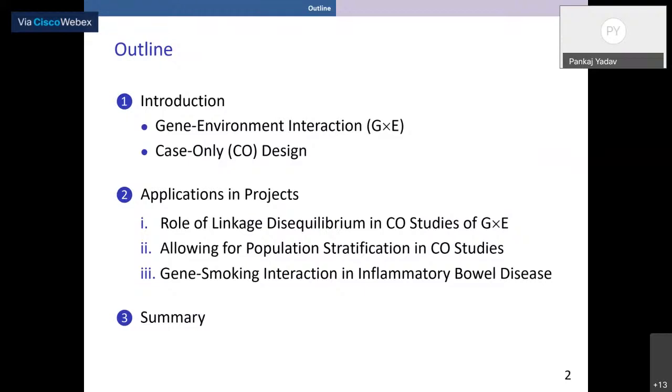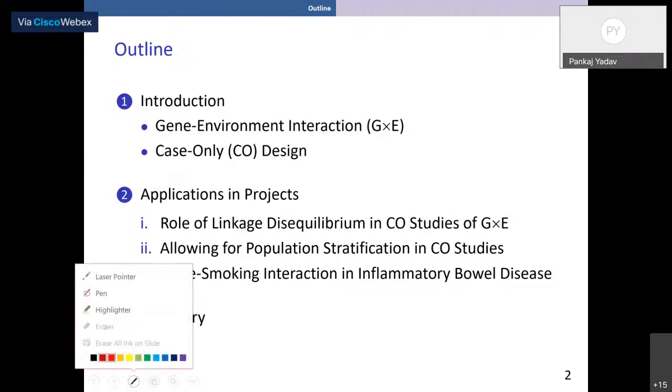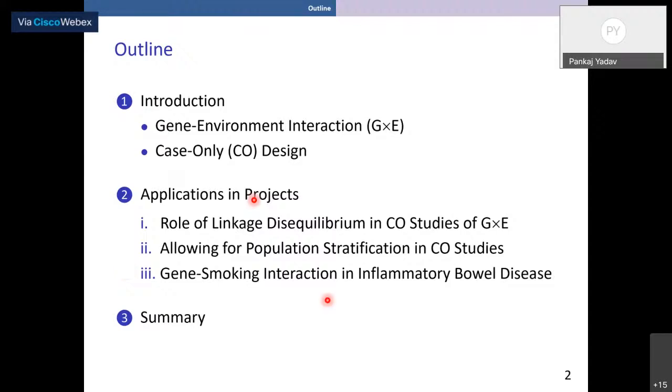Then I will show you some applications of this approach that is used for studying the case-only design in gene-environment interaction studies. For that, I will elaborate three projects. And in the end, I will summarize the talk with some interesting findings from these projects.